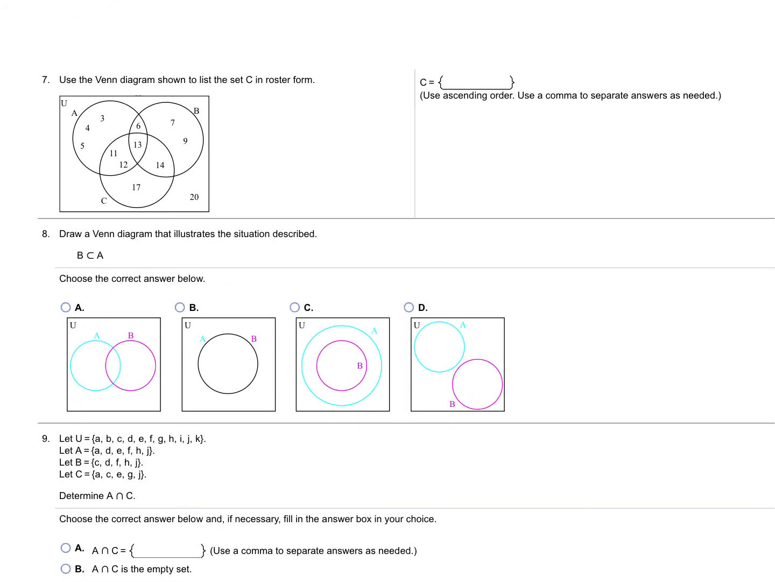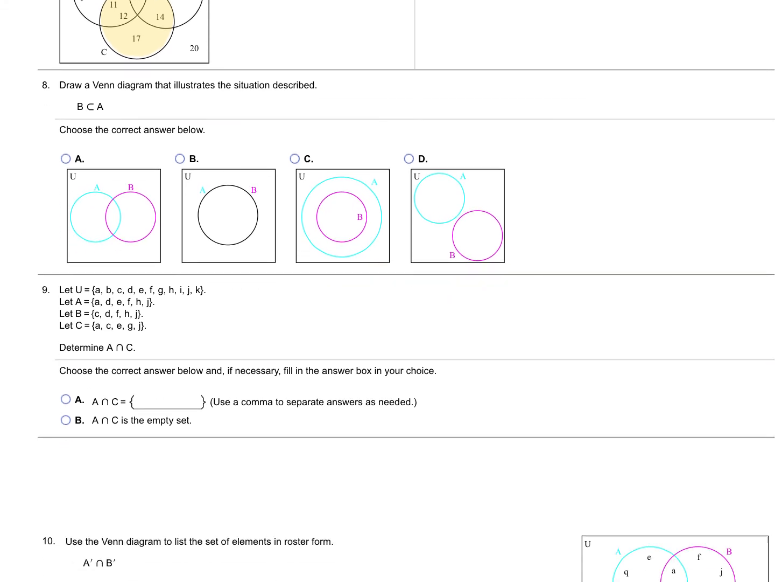Number 7, use the Venn diagram shown to list the set C in roster form. Okay, so here we're just looking for set C. So you identify the circle C, and then just look for everything that's within that circle. So that would be 11, 12, 13, 14, and 17. I can't fit it all in there, so I'm just going to add it like that.